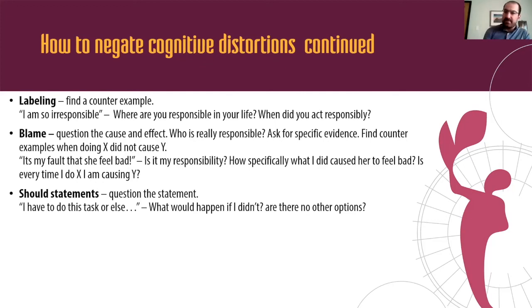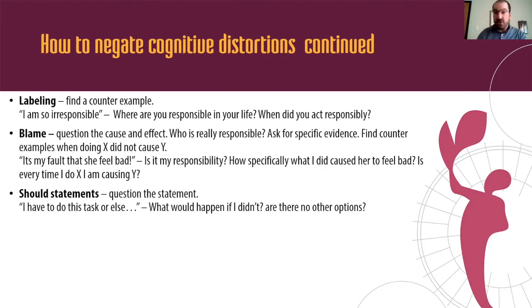So this is something that is important to identify when we put blame on ourselves or someone else. Should statement, we want to question the statement and we want to know what would happen if such and such didn't happen. So for example, I have to do this task, or I should do this task, or else. What would really happen if I didn't?